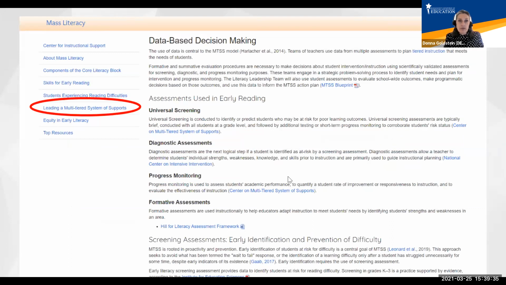At the beginning of Patrick's remarks, he will talk about the importance of assessment for early identification and prevention of reading difficulty. Right now, you're looking at the data-based decision-making page, and this is housed in the section called Leading a Multi-Tiered System of Supports. Here, you can find guidance and resources for assessment to inform instruction.